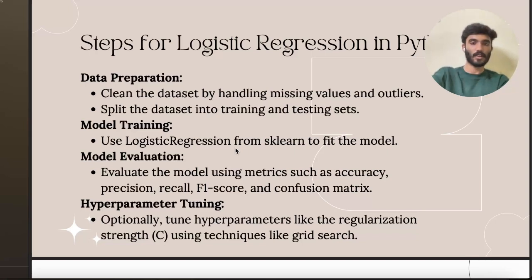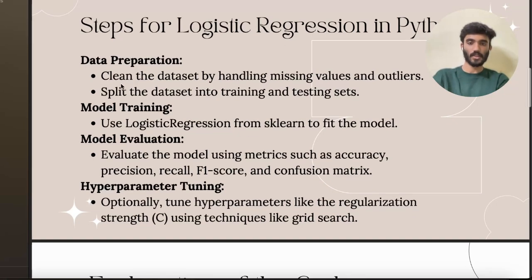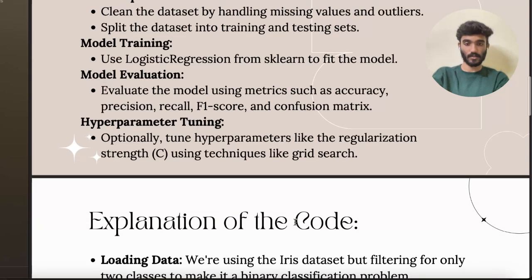Steps for logistic regression in Python. Data preparation: clean the dataset by handling missing values and outliers, and split the dataset into training and testing sets. Next, model training: use LogisticRegression from sklearn to fit the model. Model evaluation: evaluate the model using metrics such as accuracy, precision, recall, F1 score, and confusion matrix. Hyperparameter tuning: optionally tune hyperparameters like the regularization strength C using techniques like grid search.